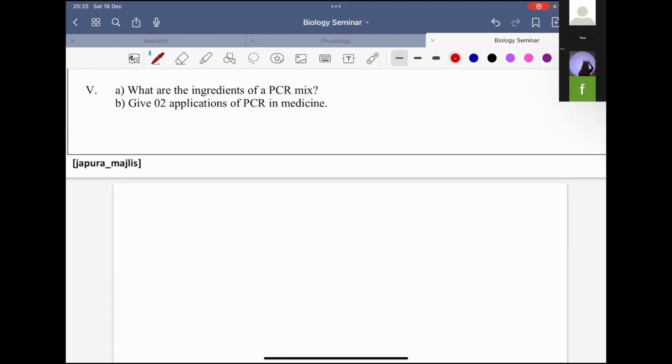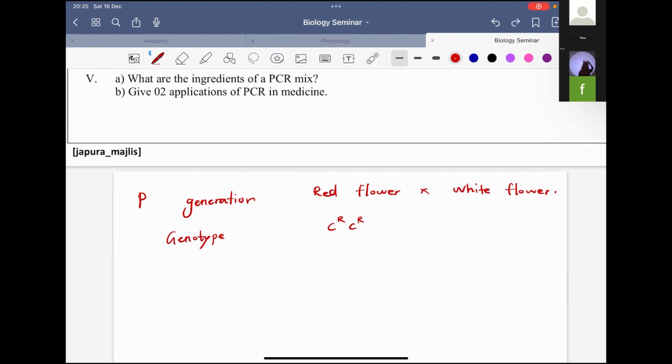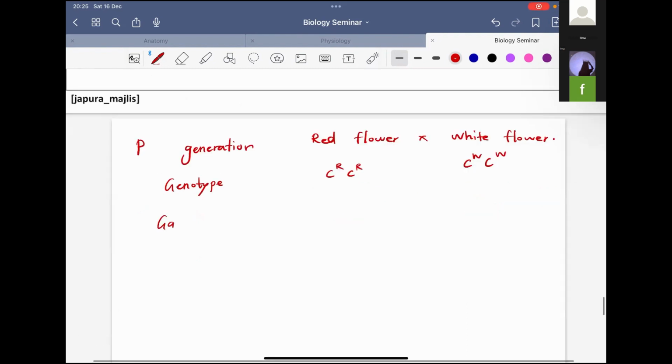First, we should know the P generation: the red flower crossed with the white flower. We can write the genotype for the red flower as CR CR. This is the traditional way of writing this. Then the white flower is CW CW. Next, you should write the gametes. This is the order of writing. If you miss the order, you might not get marks. If you miss some line in between, you will lose marks. So be careful.